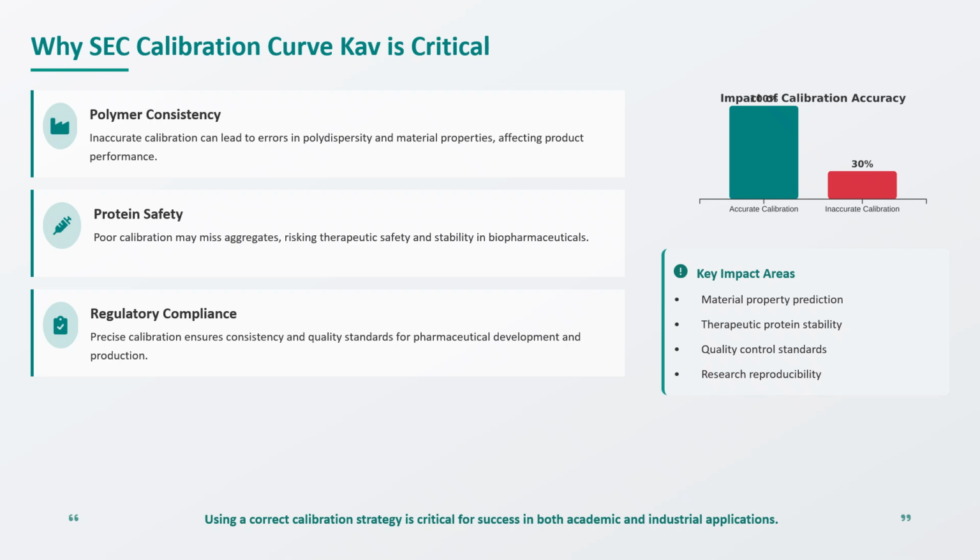Let's talk consequences. In polymer science, a small calibration error can distort molecular weight distribution, polydispersity index, mechanical and thermal property predictions. In biopharma, the stakes are even higher. Poor calibration can hide protein aggregates, oligomer formation, stability issues that impact patient safety. Regulators don't just review chromatograms, they review calibration logic. A strong SEC method is one that can be explained, justified, and reproduced across labs.